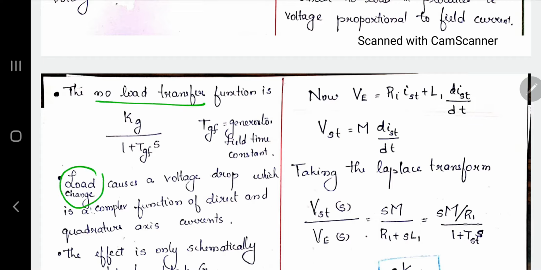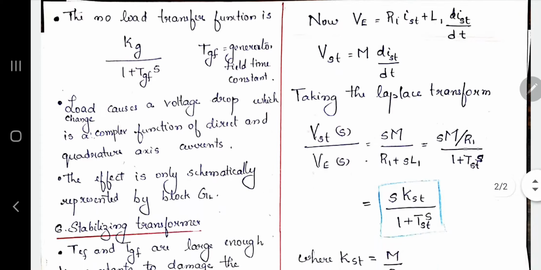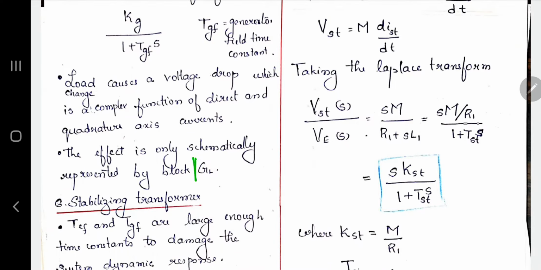But if there is a load change, it causes a voltage drop, and this is a complex function of the direct and quadrature axis currents. We are not going further into what that complex function is; in our study we don't need it. We are just going to schematically represent that effect with the help of a block called GL. Whatever the function inside, if there is a load change, we can use the block GL.